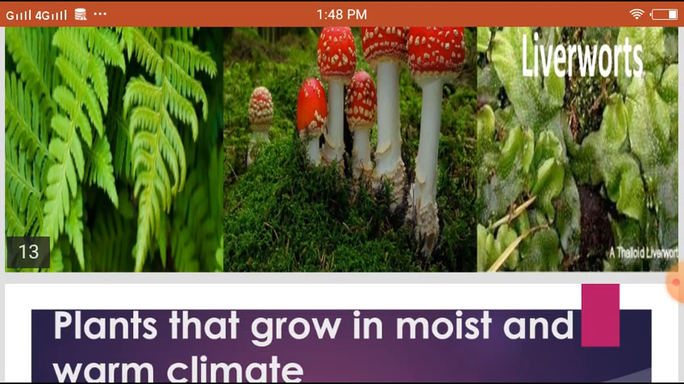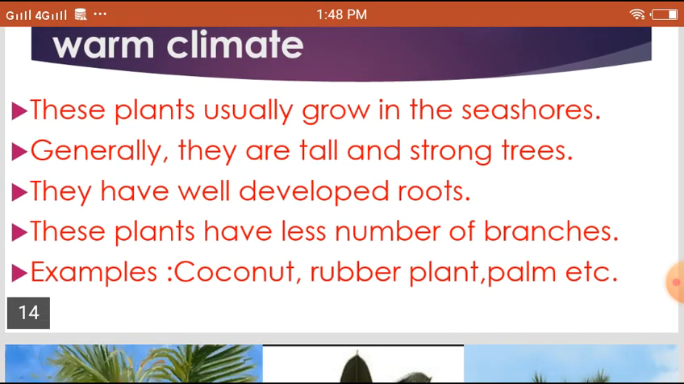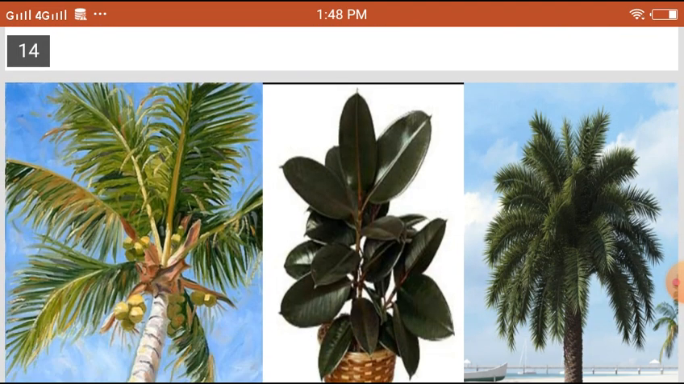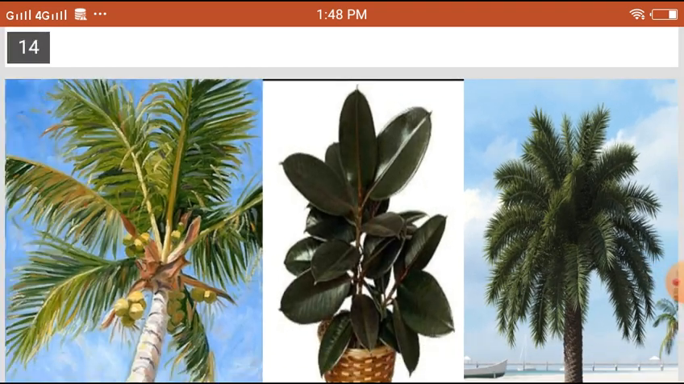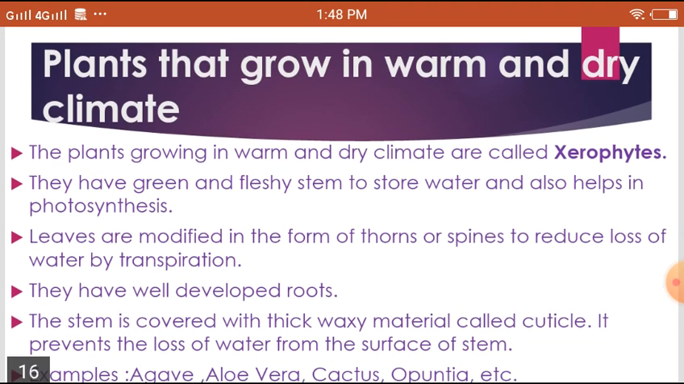Now the third one is plants that grow in moist and warm climate. The plants that grow in moist and warm climate usually grow on seashores. They generally are tall and strong trees. They have a well developed root system and these plants have fewer branches. Some examples are coconut, rubber plant and palm tree. These are its examples.